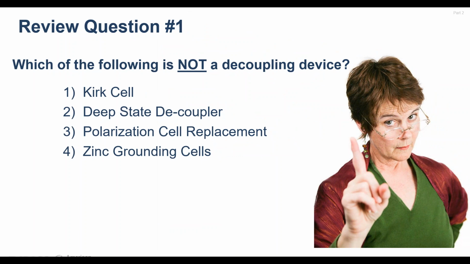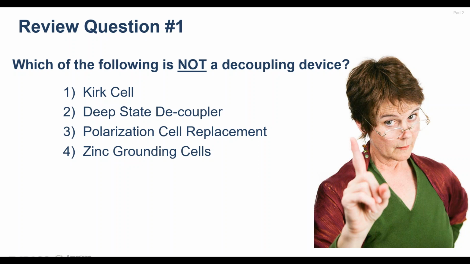So that's getting us close to the end. We have a review question here for you. As you look through this question and consider your options for answers, which of the following is not a decoupling device? Well, our first example is a Kirk cell. Yes, we mentioned that. The second is a deep state decoupler. I don't remember talking about that one.